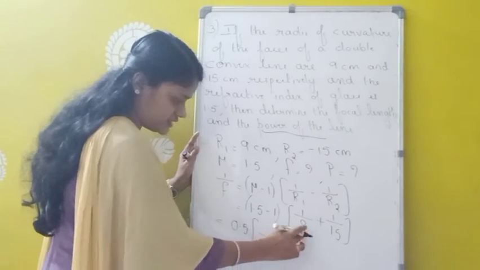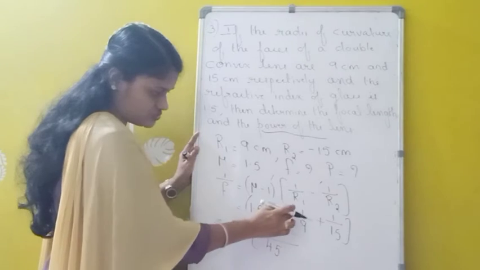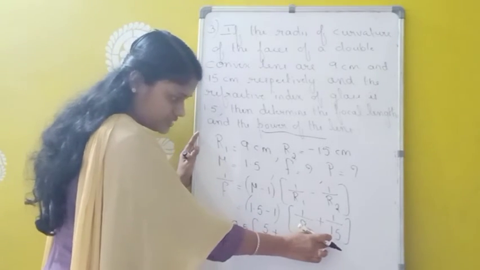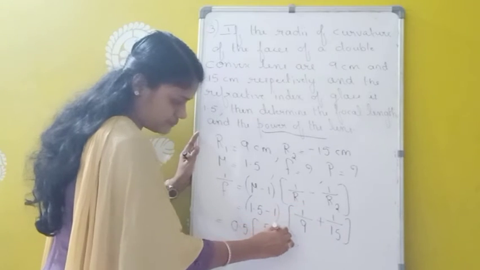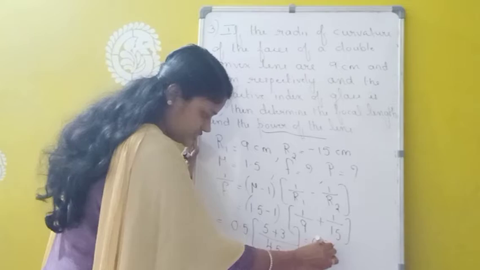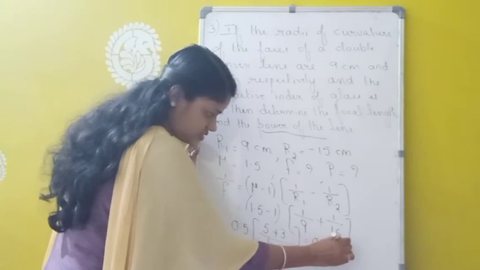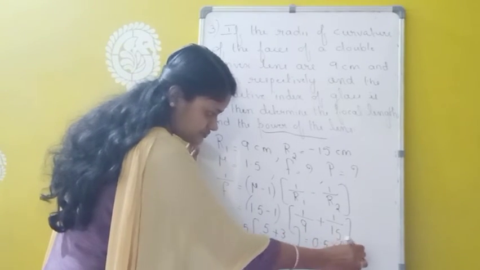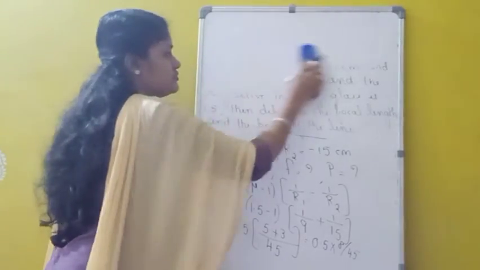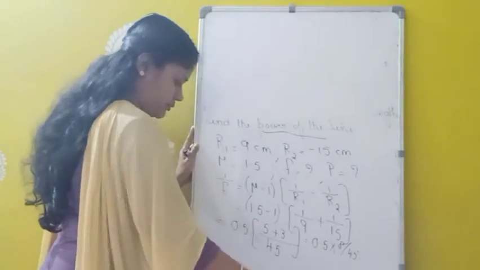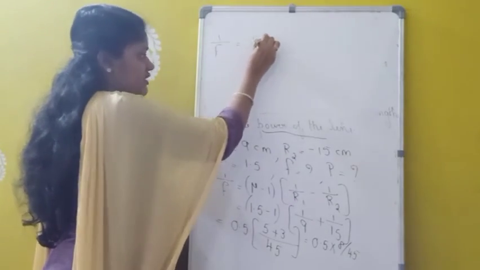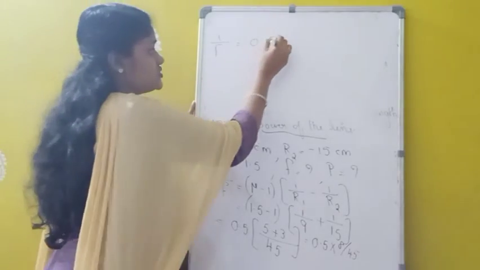So 45 divided by 9 becomes 5, so 5 into 1 is 5. Plus 45 by 15 becomes 3, so 3 into 1 is 3. So that means 0.5 into 5 plus 3, which is 8. So 8 divided by 45. So we got 1 by f equals 0.5 into 8 by 45.